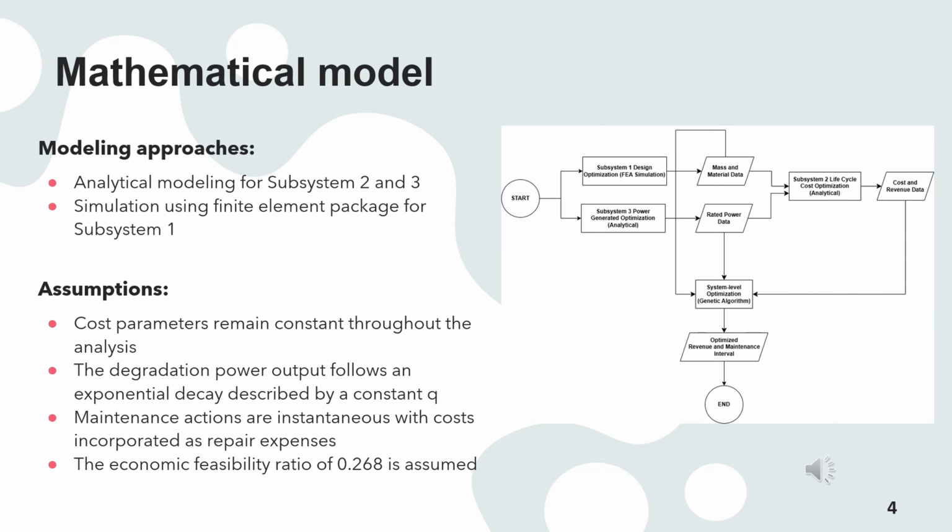Our subsystems use both analytical methods and finite element simulations to obtain the optimal solutions, and optimal solutions from each subsystem are then fed into a system-level optimization process, which ultimately determines the overall optimal solutions in terms of revenue and maintenance interval. We made the following assumptions: cost parameters are held constant, power output degradation follows an exponential decay, maintenance actions are associated with repair expenses, and the economic feasibility ratio of 0.268 is assumed.